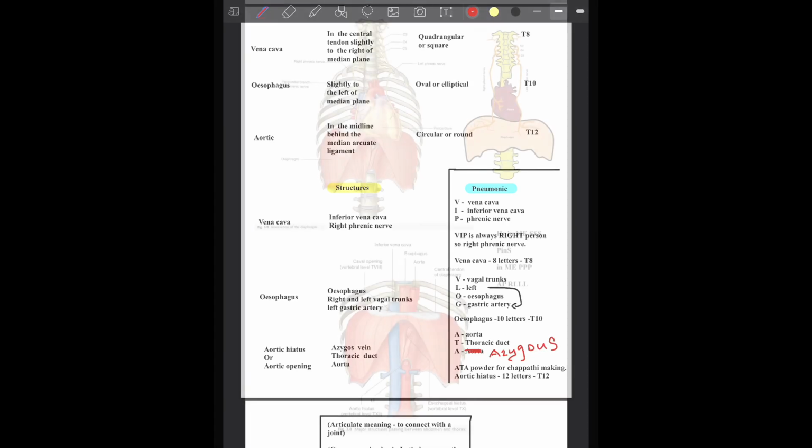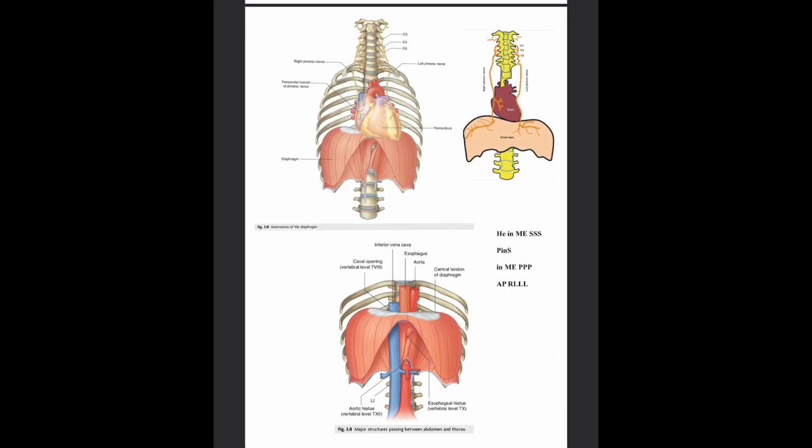So let's discuss the minor openings. I created a mnemonic for the structures that pass through the minor openings. It has no meaning, but it will help you remember the structures in a much easier way. He, in, me, triple S. The two letters HE stand for hemiazygos vein, and the letters IN stand for intercostal nerves, lower 5 intercostal nerves and vessels.